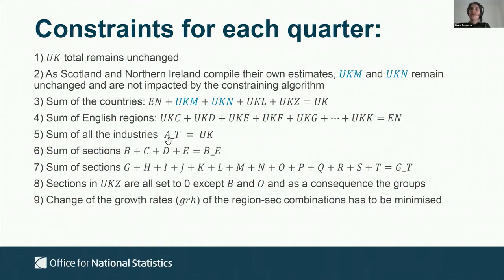Then we have that the sum of all the industries has to equal the total. And then we have groups of industries, which represent manufacturing, and then services. For UKZ, we impose a constraint: as these are oil rigs and offshore activities, the industries in that region are all set to 0 except B and O, which are mining and public administration. We don't expect to manufacture shoes in the middle of the sea, right? That's what this is doing. And then the change of the growth rates of the region and section combinations has to be minimized.